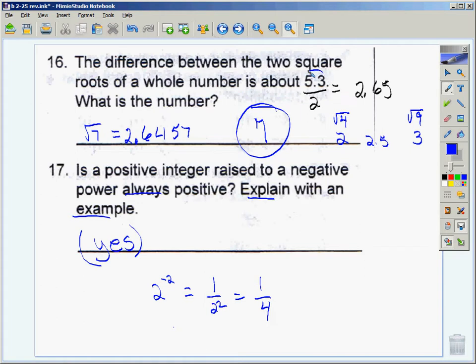They said that the difference between the two square roots, in other words, the difference between the positive and the negative. Well, let's take 2.645. It should be a positive and a negative. We'll take 2.645 minus a negative 2.645, which means I'm going to add 2.645. And it gives me 5.29. That's pretty close to 5.3, isn't it? So that's what they're asking.